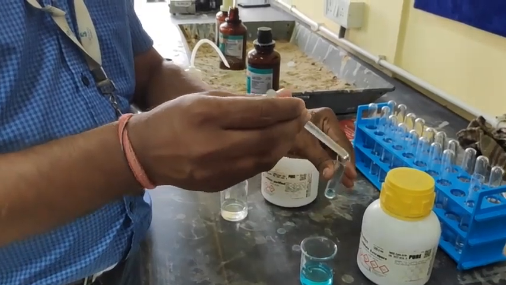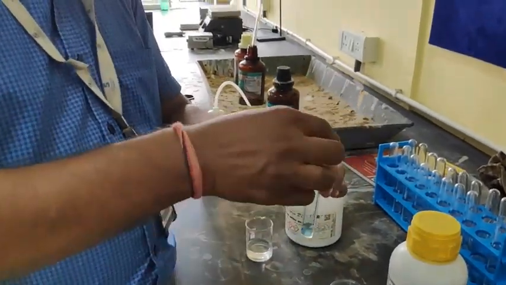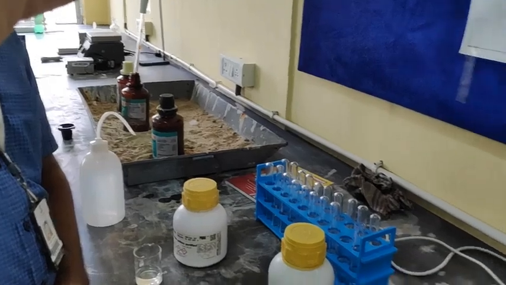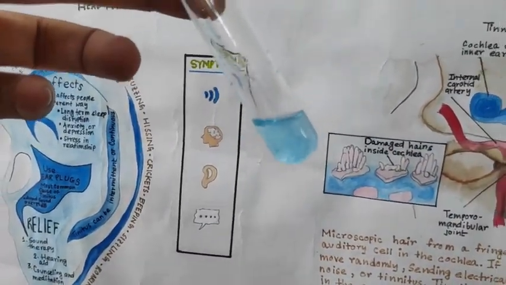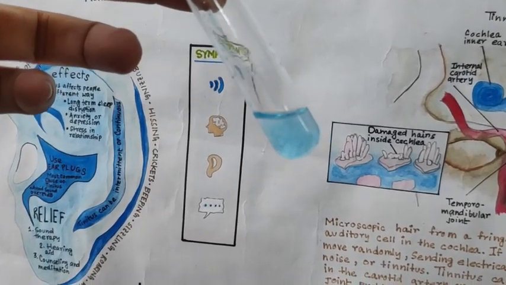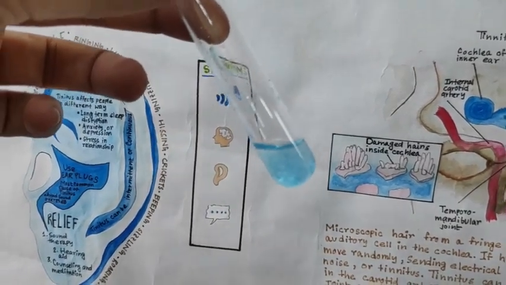So after the addition of copper sulfate, we see that there is no special kind of change, and the color which is coming here is the color of the copper sulfate itself, and no changes are there.